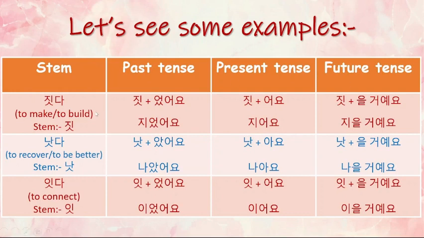Okay, now let's conjugate 낫다 in the past tense. So in past tense, the ending that will be attached is 았어요. Here 시읒 will get removed and it will become 나았어요, right?